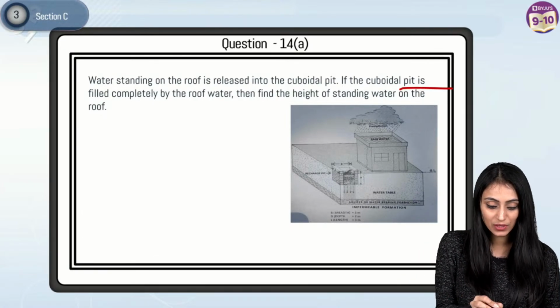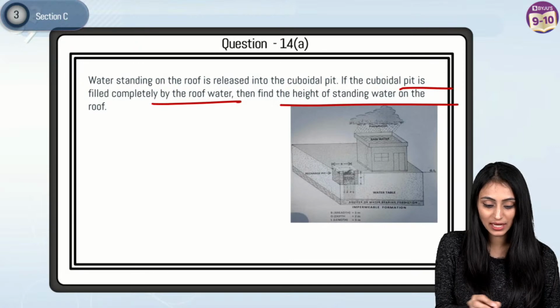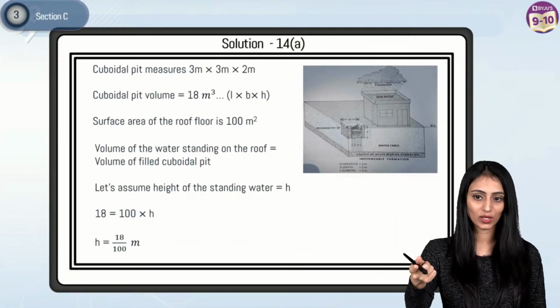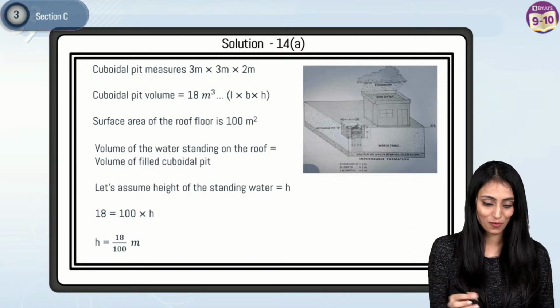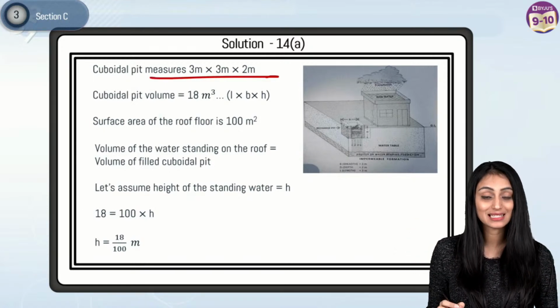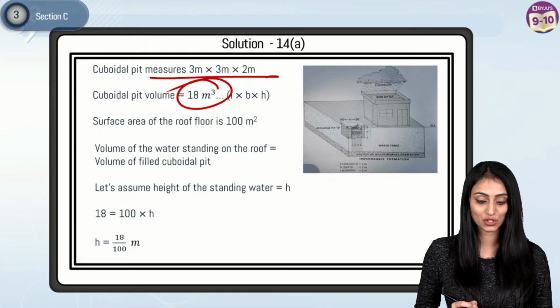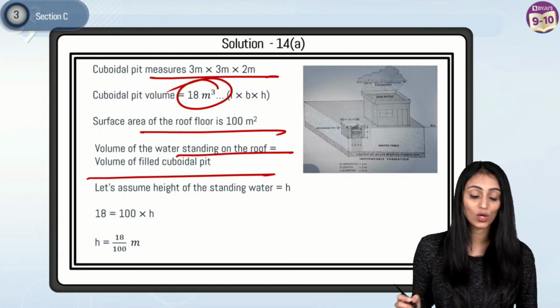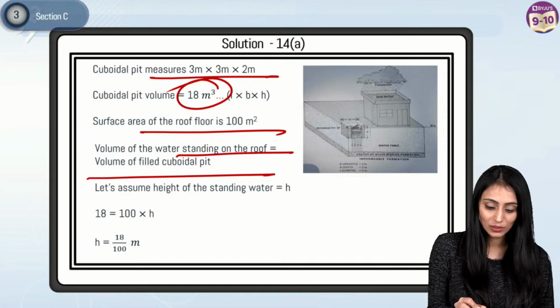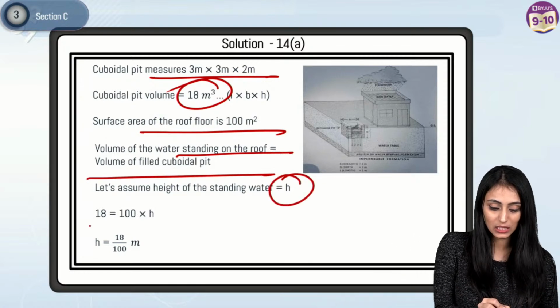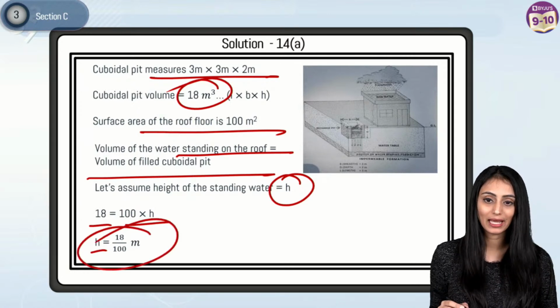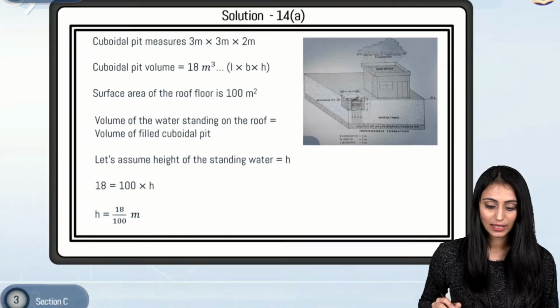If the cuboidal pit is filled completely by the roof water, then the height of standing water on the roof would be what? So just by looking at the question, I'm sure you were able to guess that it's from surface areas and volume. So cuboidal pit measurement is given, that's length, breadth, height. So volume would be 18 meters cube. Surface area of the roof floor is given. So volume of water standing on the roof would be equal to volume of filled cuboidal pit. So let's assume that the standing water height is h. So 18 is equal to 100 times h, right? That's going to be h equals 18 by 100 meters. All right, let's move ahead.